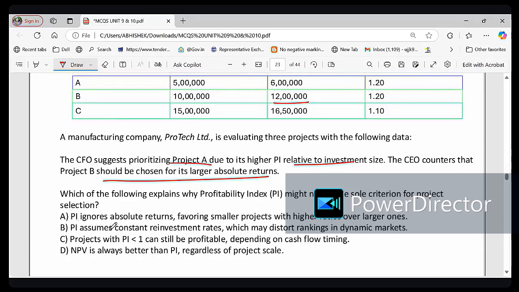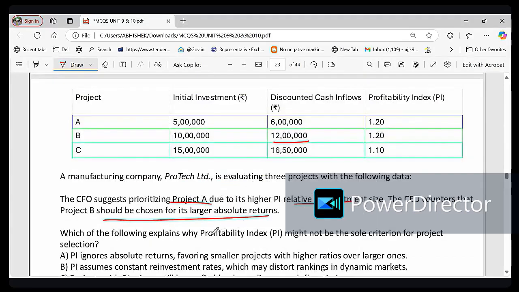Option A, PI ignores absolute return, favoring a small project with a high ratio over a larger one. Option B, PI assumes constant reinvestment rate, which may distort ranking in a dynamic market. PI means profitability index. Option C, a project with PI less than 1 can still be profitable depending on cash flow timing. And option D, net present value is always better than PI regardless of project scale.